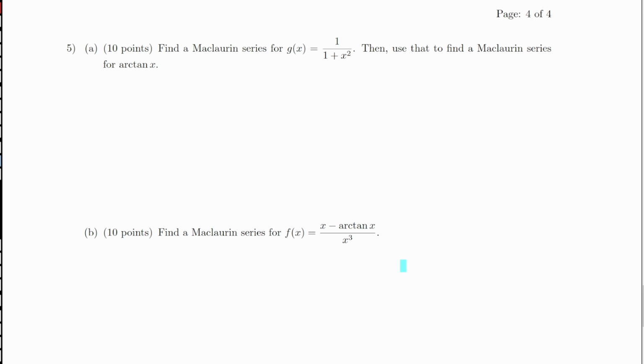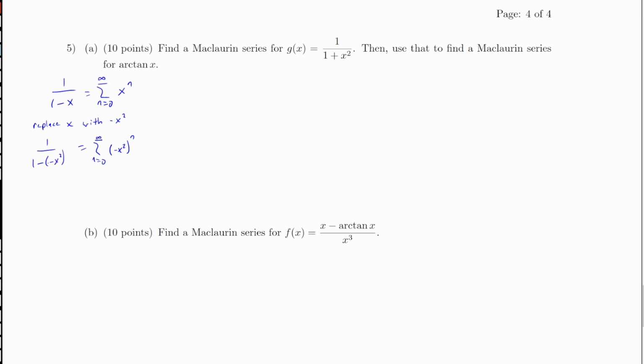Okay, find a Maclaurin series for g of x equals 1 over 1 plus x squared, and then use that to find a Maclaurin series for arctangent of x. So let's start off by saying 1 over 1 minus x is the sum from 0 to infinity of x to the n. And I want to replace the x with a negative x squared. So on the left, I have 1 over 1 minus negative x squared. On the right, I have the sum from 0 to infinity, negative x squared to the n.